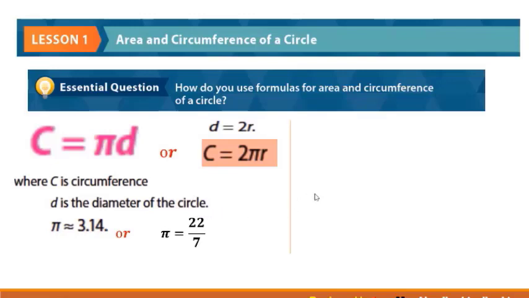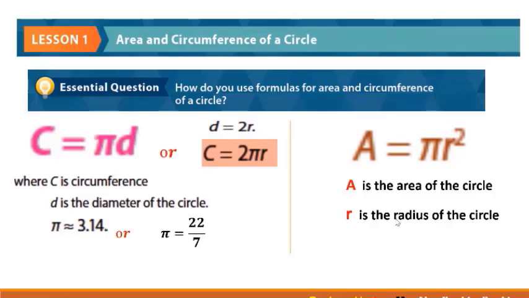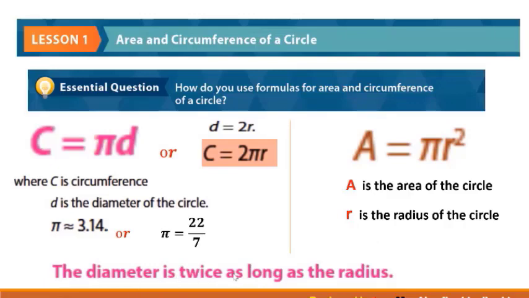Now we have the formula for area. Area of a circle is pi r square. Pi r square. R square means r times itself. So A is my area. I think you all know this. And my r here means my radius. And remember, the diameter is twice as long as the radius, meaning d equals 2r, consisting of 2 radii.